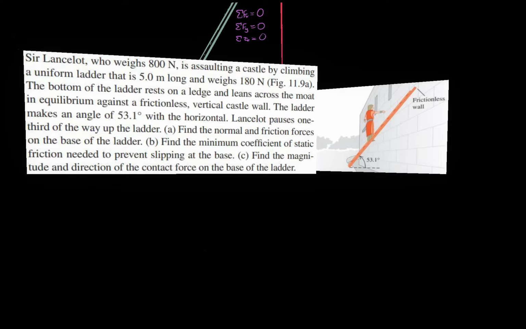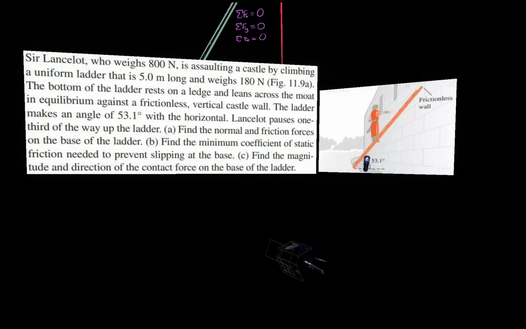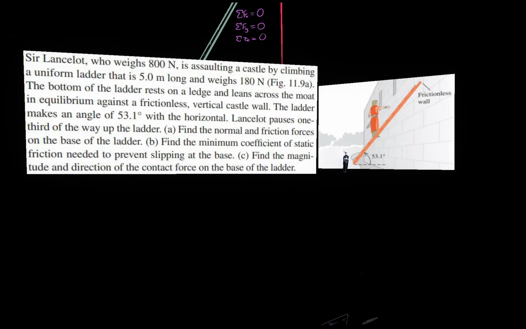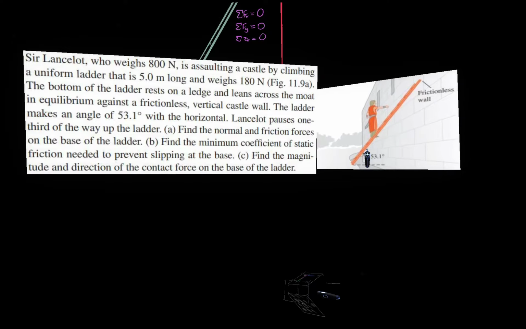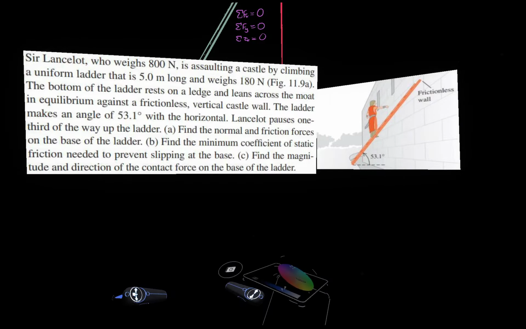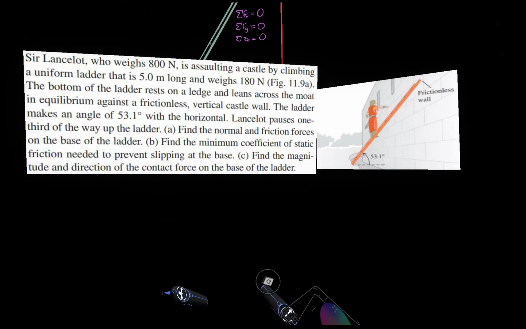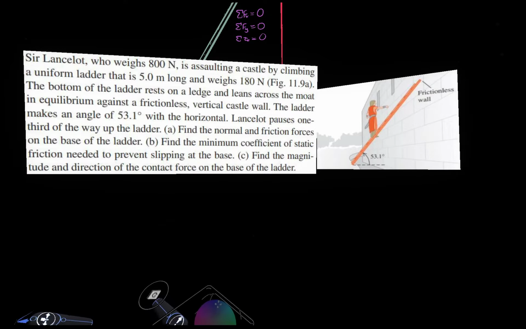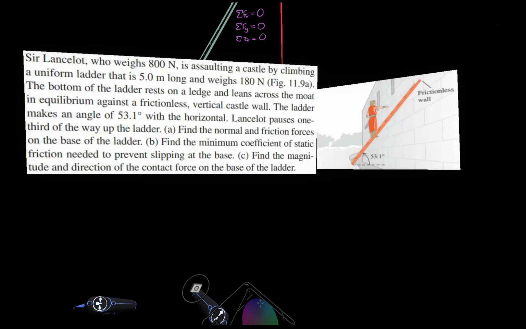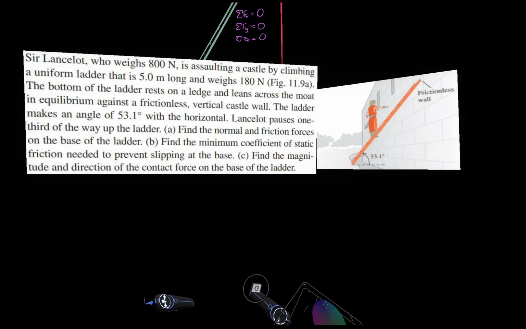Lancelot pauses 1/3 of the way up the ladder. And they give you, I guess we'll have to figure it out. So find the normal and friction forces on the base of the ladder. That's A. B, find the minimum coefficient of static friction needed to prevent slipping at the base. And C, find the magnitude and direction of the contact force on the base of the ladder. All right.